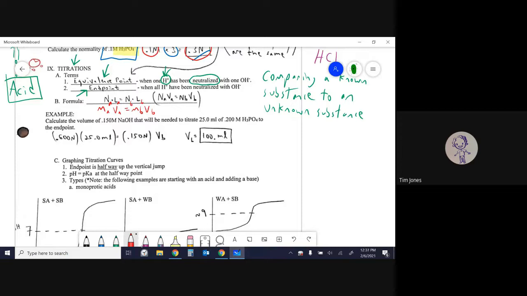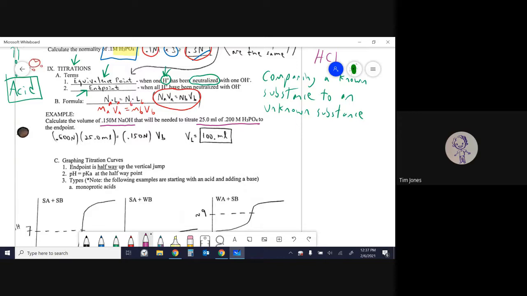But just like how we got a little bit more creative with the equation last year, we can do the same thing again, and this is the version I prefer you use. You can use any volume you want as long as they match, and typically everything will be in milliliters. So I've got an example here. We are going to add 0.150 molar sodium hydroxide to 25 milliliters of 0.2 molar phosphoric acid.